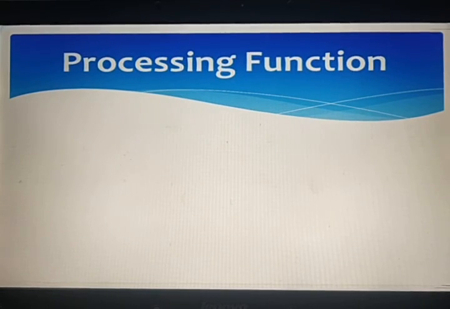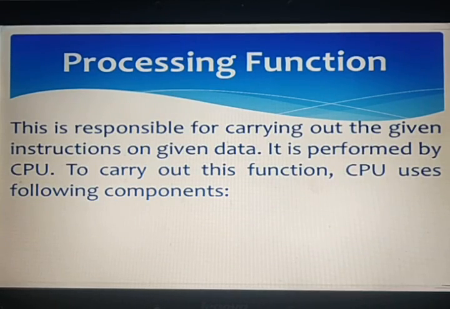Third one is the processing function. This is responsible for carrying out the given instruction on given data. It is performed by the CPU. CPU's full form is Central Processing Unit. To carry out these functions, the CPU uses the following components.